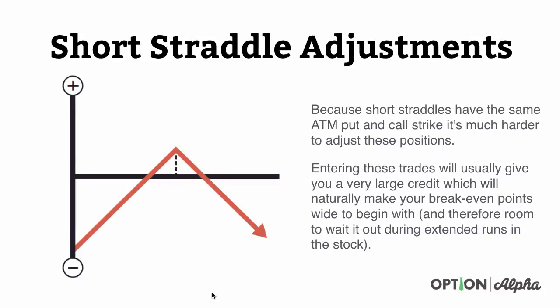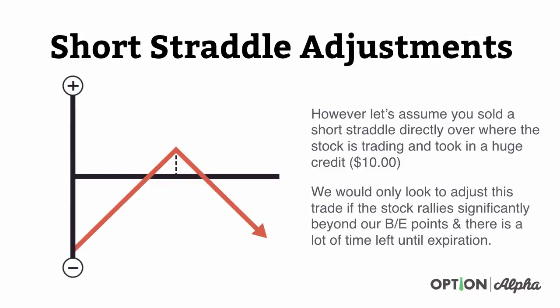So you're not going to be as jumpy to adjust a short straddle, and hopefully you've entered it when implied volatility is really, really high, which is when you should enter these and be a little bit more aggressive. Now, however, let's assume that you sold a straddle directly where the stock is trading and it took in a huge, let's say, $10 credit. What you would look to do is adjust this trade if the stock rallies significantly beyond our break-even points and there's a lot of time left until expiration.